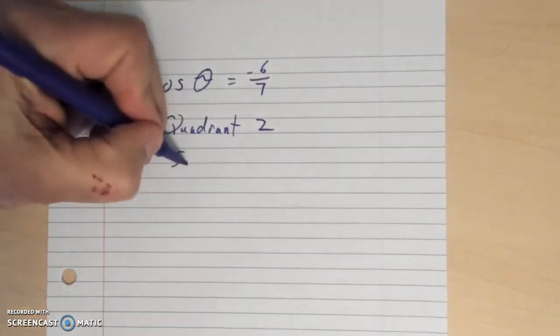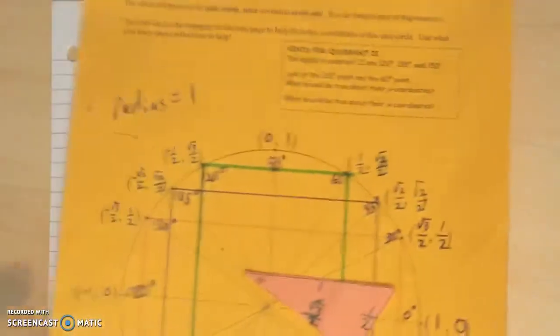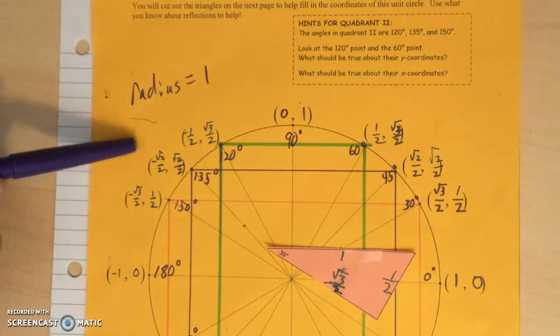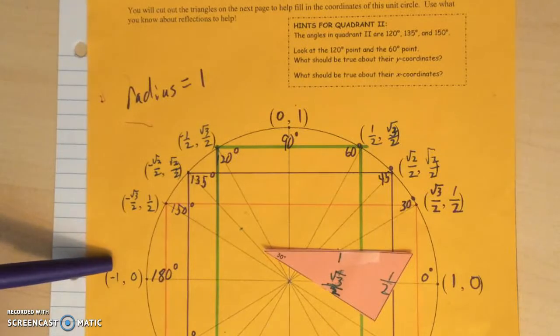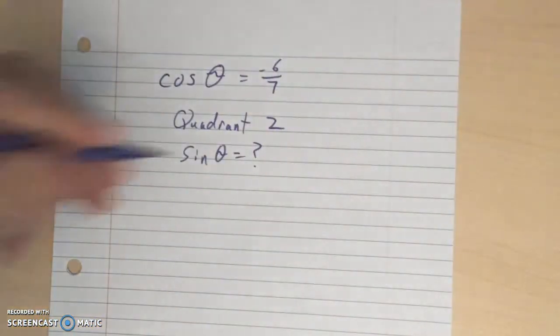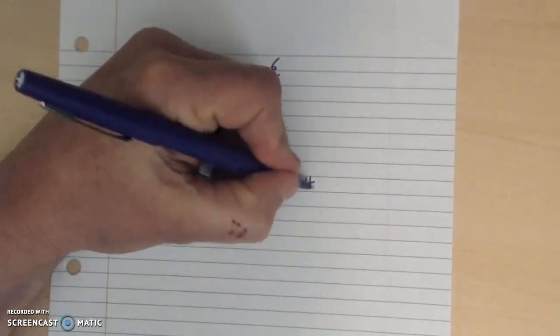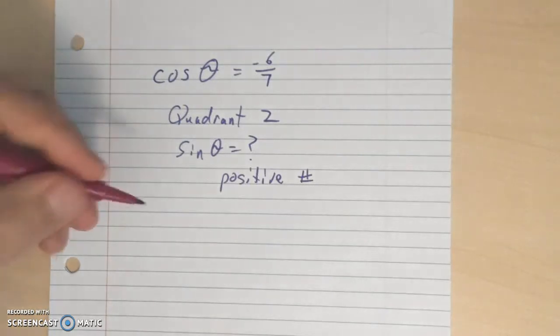Okay, we need to find the sine of theta. Now, if you look in quadrant 1, quadrant 2, the sine is always going to be the y-coordinate, and the y-coordinate here is always positive. So we know our answer is going to be a positive number. Okay, so we're looking for a positive number. Now, remember we used the Pythagorean theorem to find all the coordinates of the unit circle.